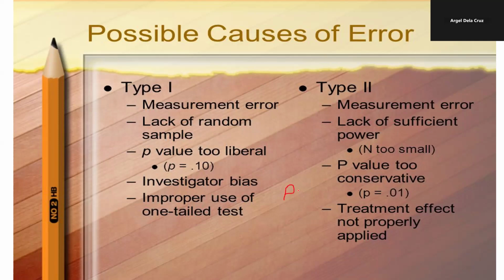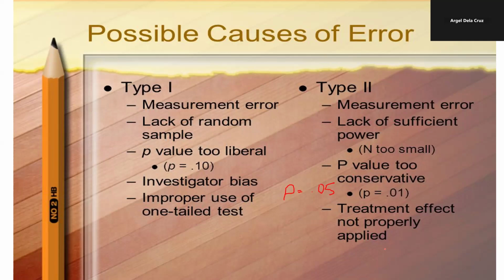P-value should be set at 0.05. Why? It's social science, right? If it's 0.10, that's too liberal. Meaning to say, many things can happen there. So you are accepting all responses, 90% of confidence, and there is a 10% probability that you will make a mistake.